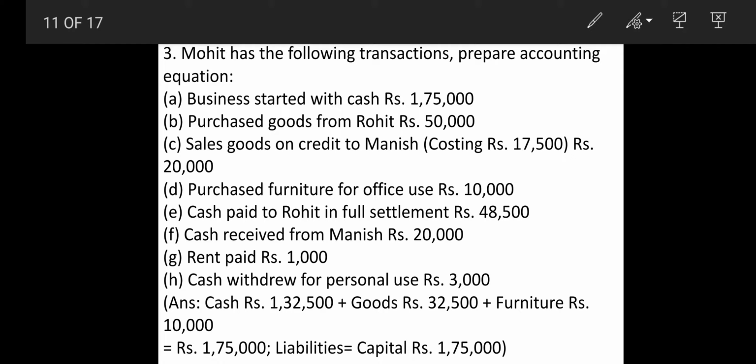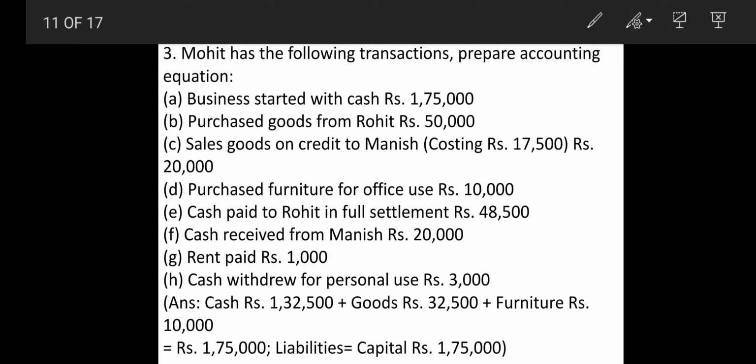Business started with cash rupees 1,75,000, purchase goods from Rohit rupees 50,000, sales goods on credit to Manish costing 17,500 for rupees 20,000, purchase furniture for office use 10,000, cash paid to Rohit in full settlement 48,500, cash received from Manish 20,000, rent paid is 1,000, and cash withdrawn for personal use is 3,000. So in this whole transaction we are going to locate all the transactions one by one, and then we will be understanding the whole sum.